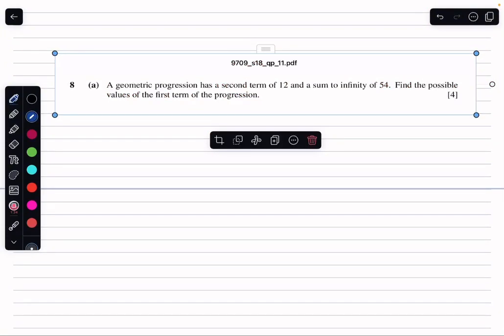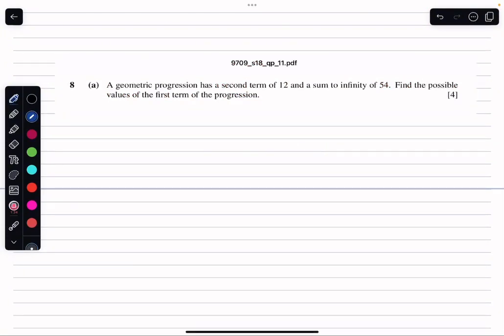The next question is from summer 2018, and this is paper 1 variant 1 and question number 8. They are saying it's a geometric progression which has the second term of 12 and a sum to infinity of 54. So find the possible values of the first term of the progression. Just be particular about the word which says values of the first term. Let's start working on it.